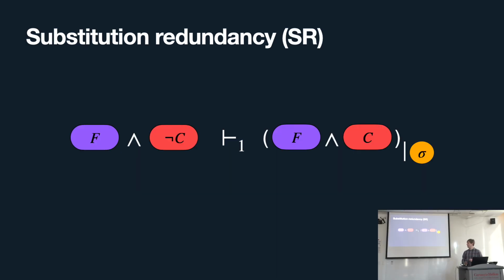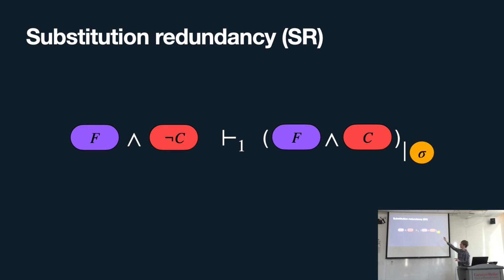And so the syntax for this rule that we want to apply when doing the substitution redundancy check is described here. So here on the left-hand side, we have F and not C. This is the case 2 logic. We've assumed for the sake of contradiction that C is not satisfied. And if C is not satisfied, the negation of C must be satisfied by some truth assignment.